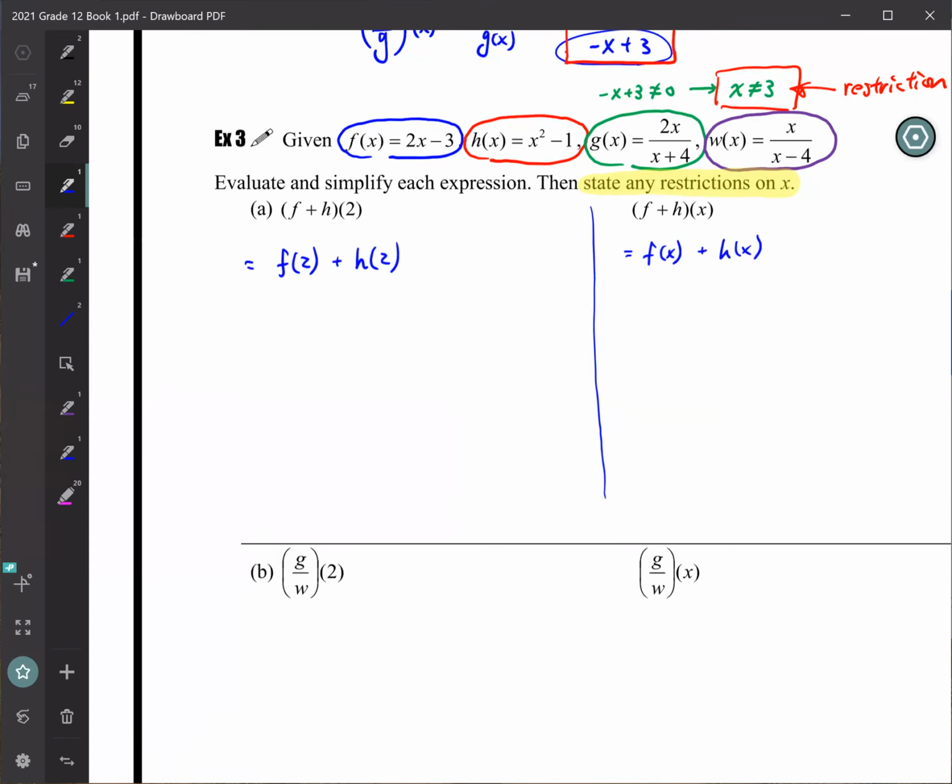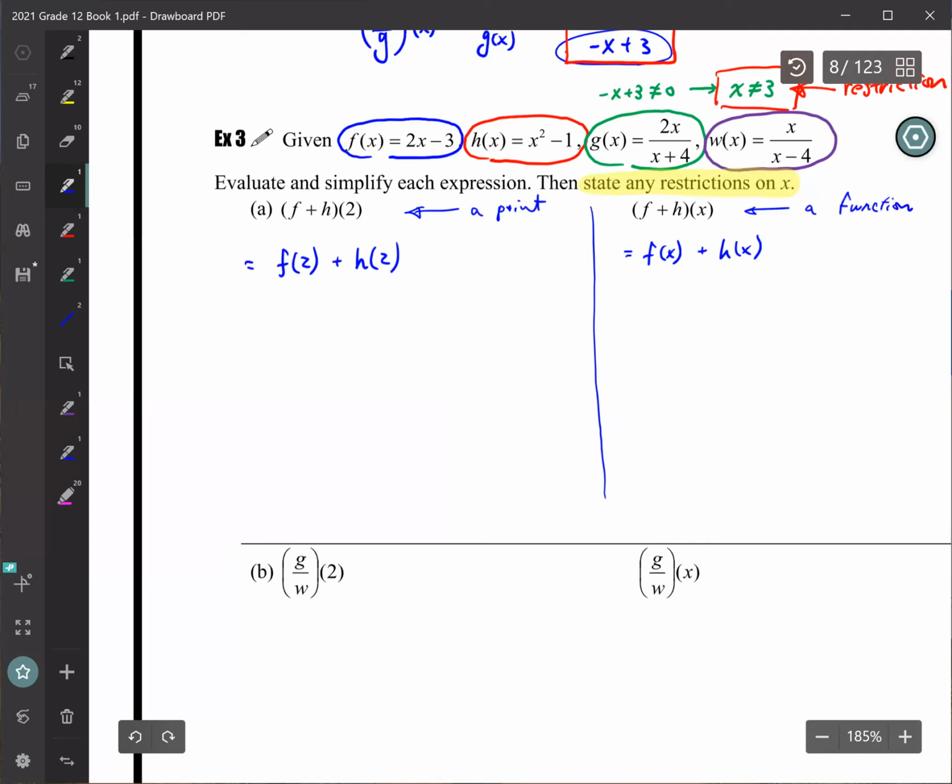On the left side, you are finding a point. This is a point. On the right side, you are finding a function. It's different. A function represents the whole graph. A point is just one point on the graph. Different goal here.